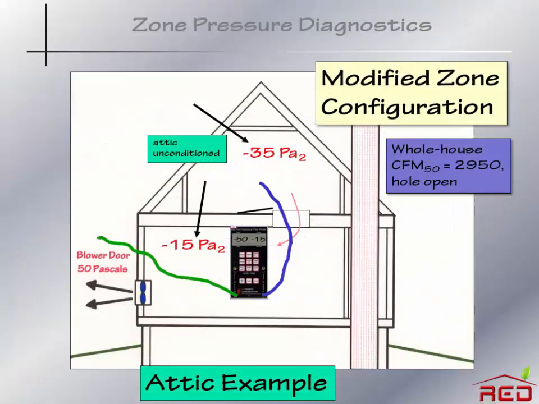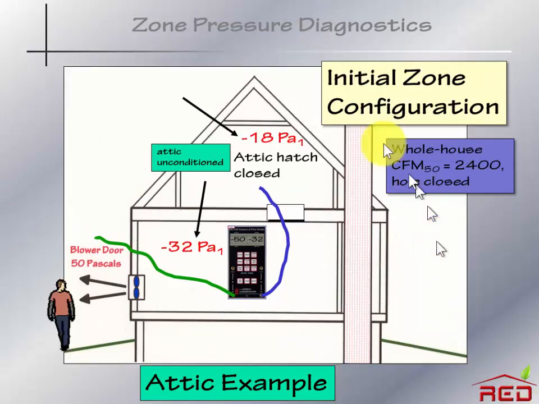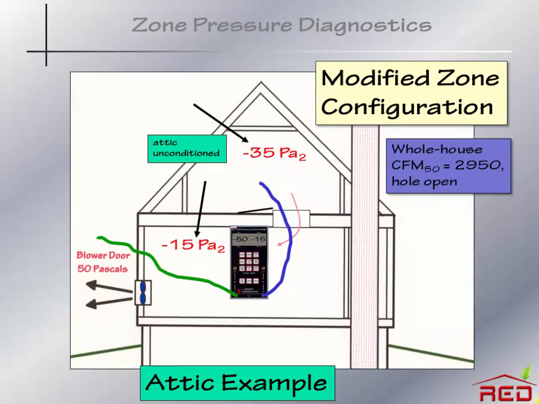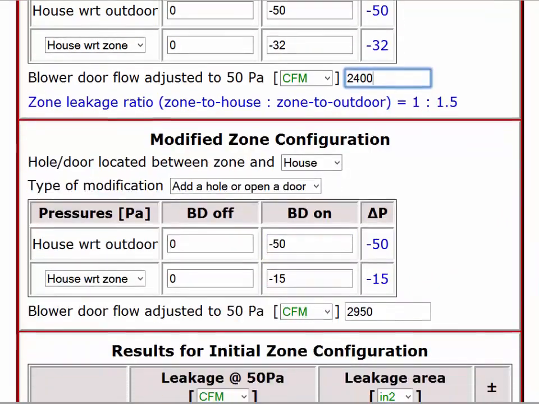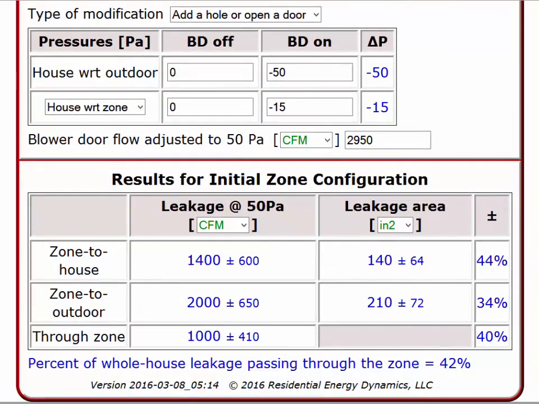So going back to the example, you see this is what we've got. And just to show you, I'm going to go back to the initial zone configuration. This is where we started. This is the modified zone configuration. And with the entries in the tool, this is what we have. The initial zone configuration, those numbers are entered here. The modified zone configuration, those numbers are entered here. And if I scroll down, you see the results.